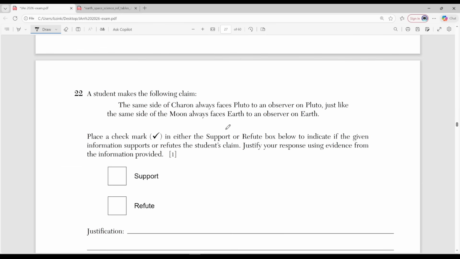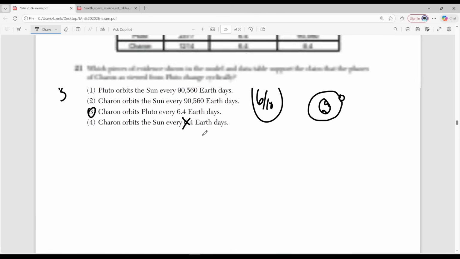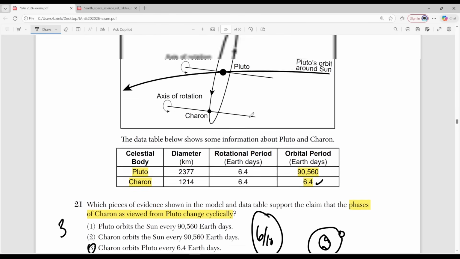Let's keep going. Student makes the following claim: the same side of Charon always faces Pluto to an observer on Pluto, just like the same side of the moon always faces the observer. The only way this is possible is if the moon's period of rotation is equal to the moon's period of revolution. So it would have to revolve at the same time it rotated.